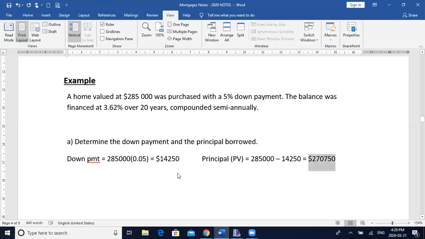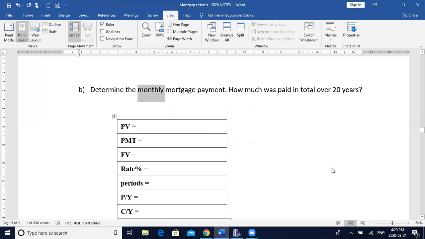So we'll move down, and we're going to calculate. The first thing we can do is calculate the monthly mortgage payment. How much was paid in total over the 20 years will be the second part. And we'll look at how we get that from the mortgage payment per month.